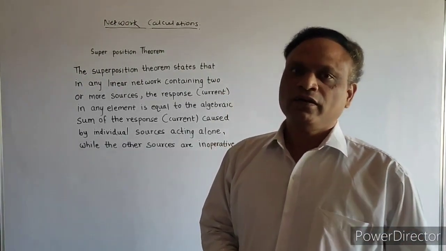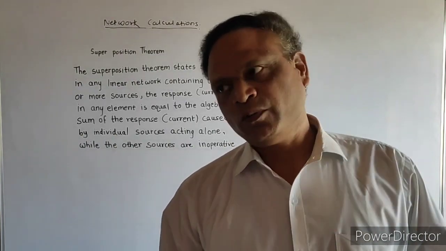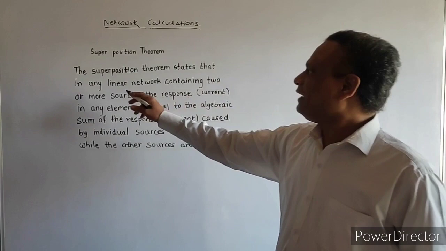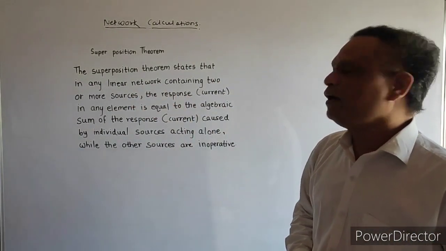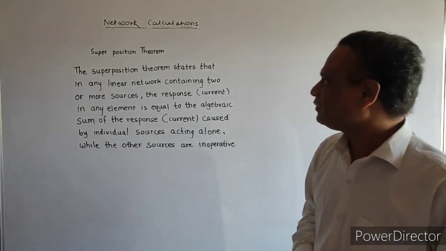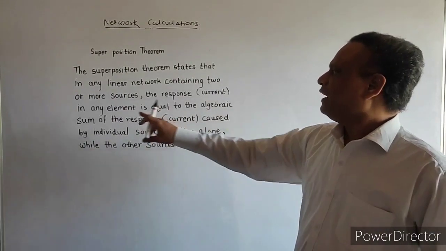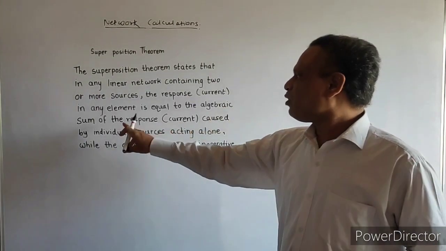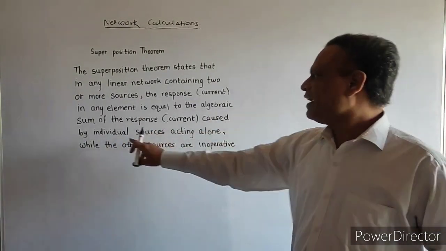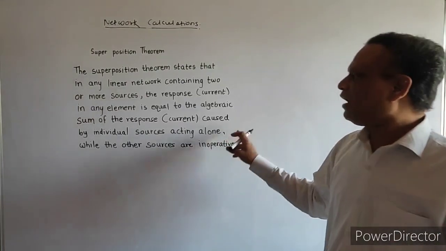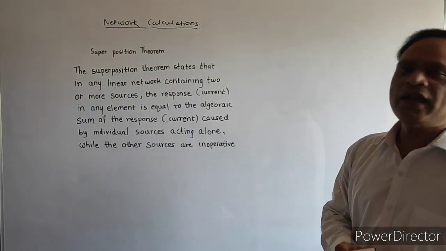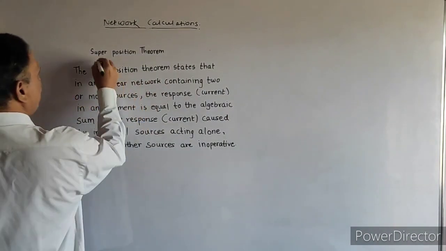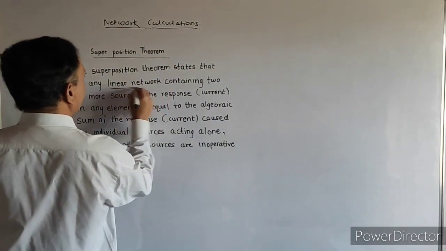Let us first understand what is the meaning of the superposition theorem. The superposition theorem states that in any linear network containing two or more sources, the response in any element is equal to the algebraic sum of responses caused by individual sources acting alone while the other sources are inoperative. What does it mean? First we should understand what is a linear network.